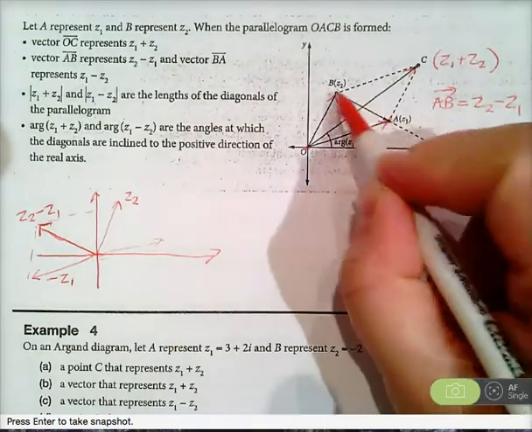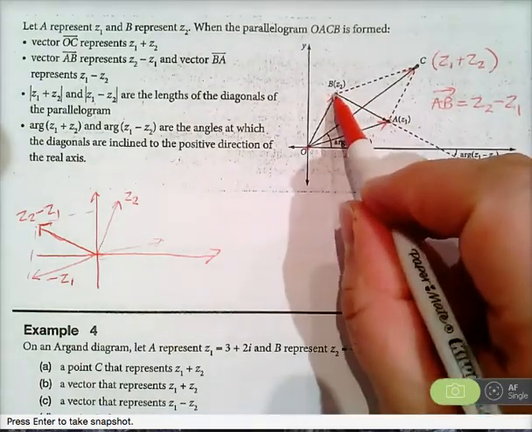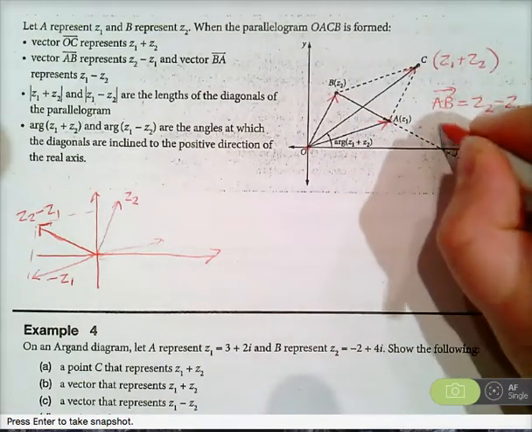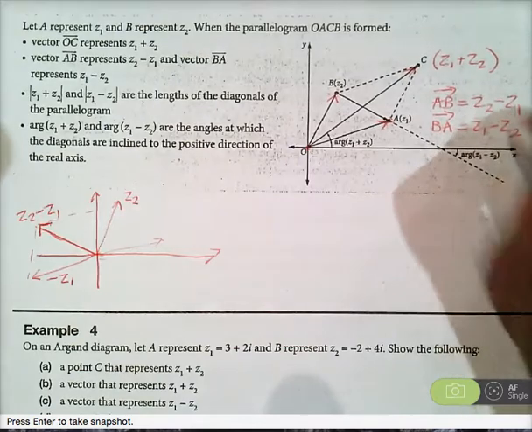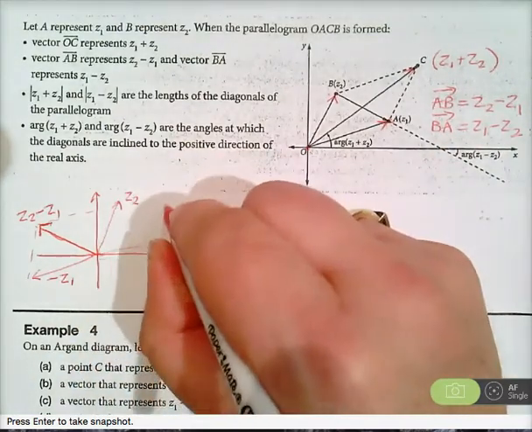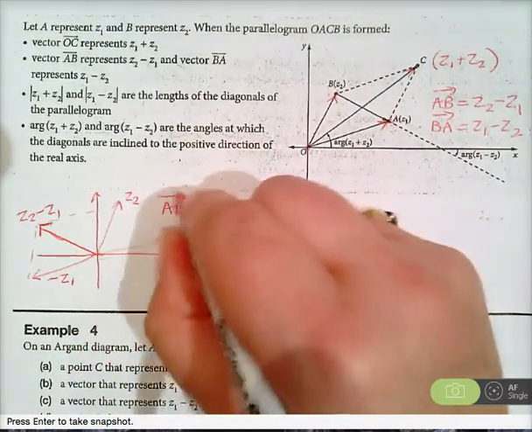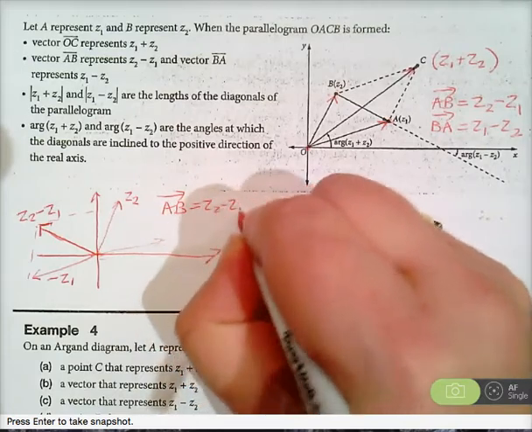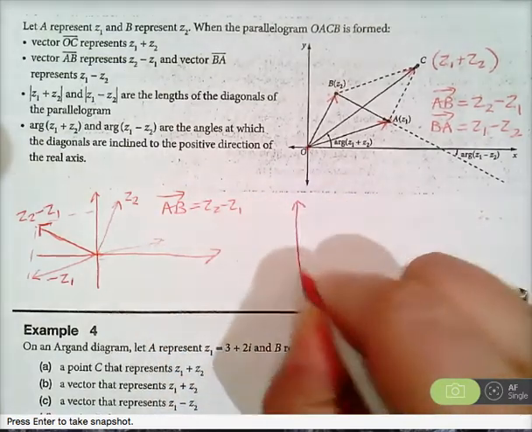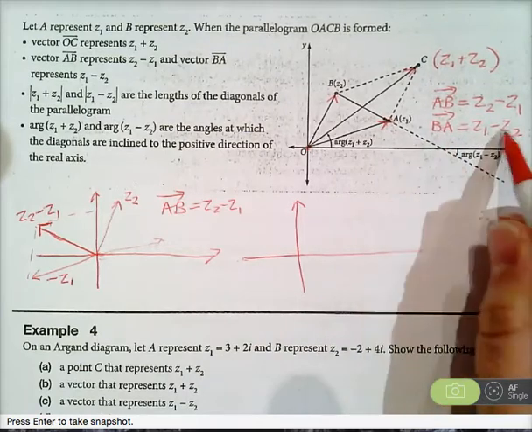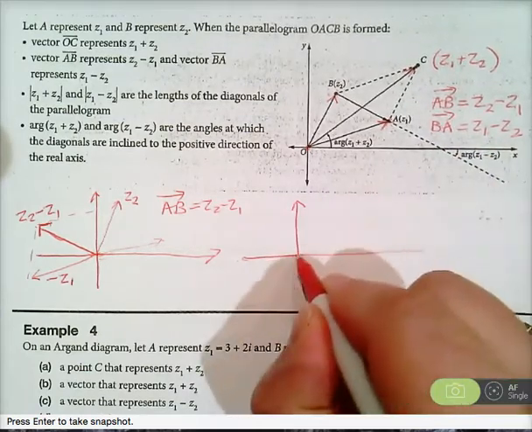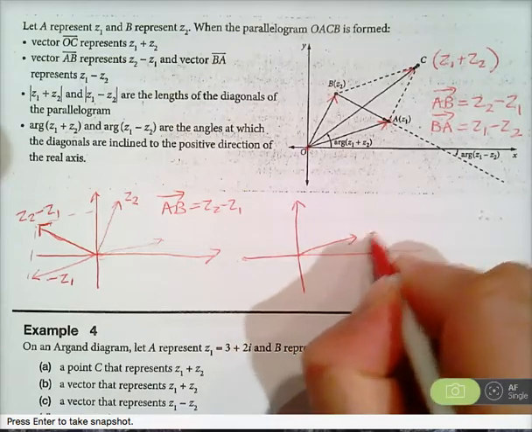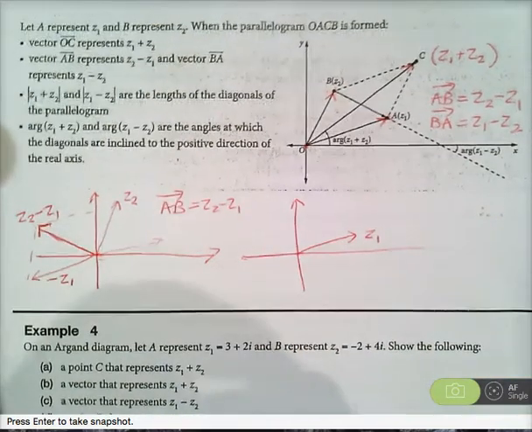Now, if from A to B represents Z2 minus Z1, then the vector BA will represent Z1 minus Z2. Now, let's have a look. This is for vector AB, okay? Z2 minus Z1. Let's look at forming the vector BA. They're saying it's Z1 minus Z2. Let's have a look. Z1 is like that. So I'll just focus this.